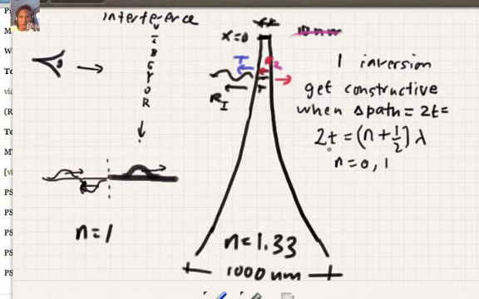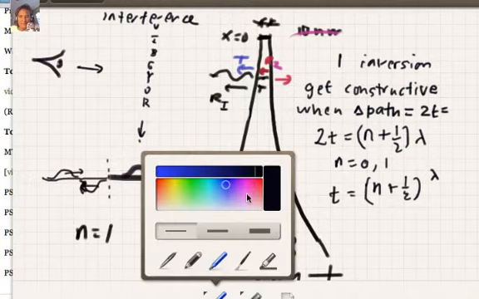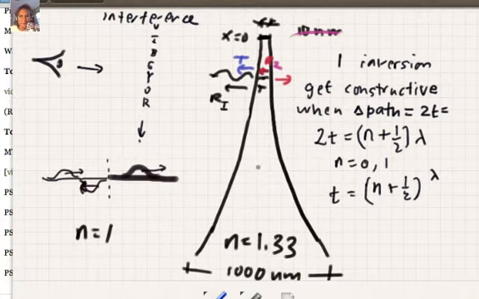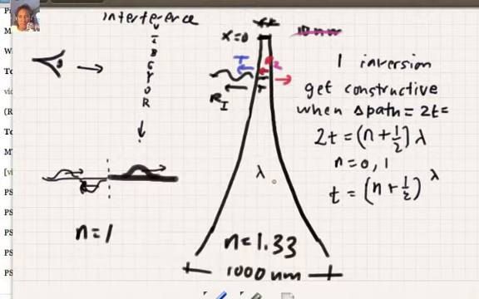So if we solve this equation for the thickness, we'll just leave n in: the thickness will be equal to n plus 1/2 times lambda. Now remember that the lambda inside the oil is going to be lambda over 1.33, because this refractive index has the effect of changing the wavelength.